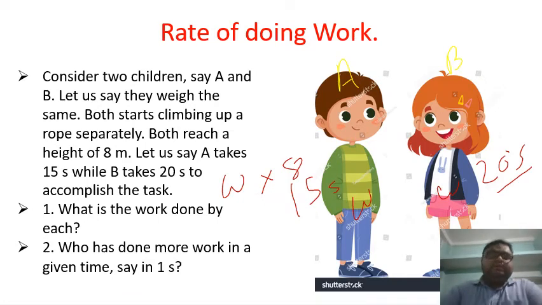But now let's find out who has done more work in the given time, say in 1 second. So how will we find out who has done more work?